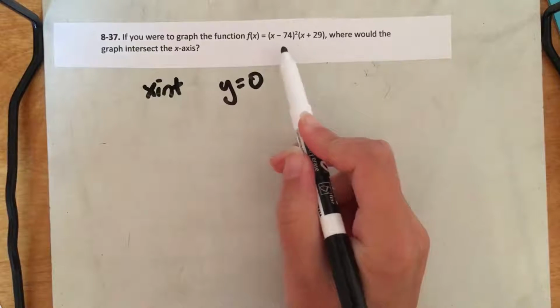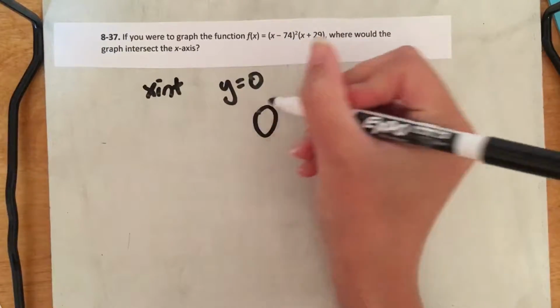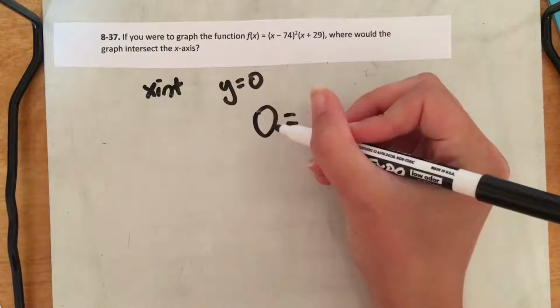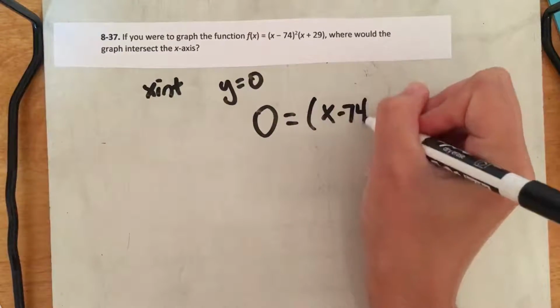So in this one it's already in factored form, so that way we can kind of use the zero product property, if you remember that term from Algebra 1. So I'm going to set my f of x to become 0. That's the same as y. So keep everything else the same on this side.